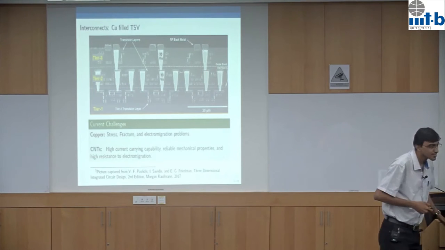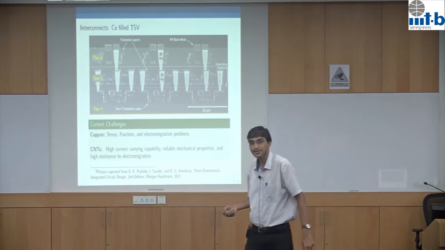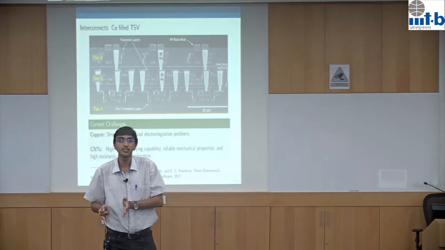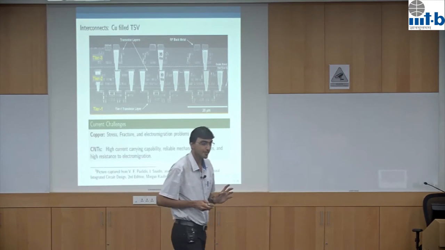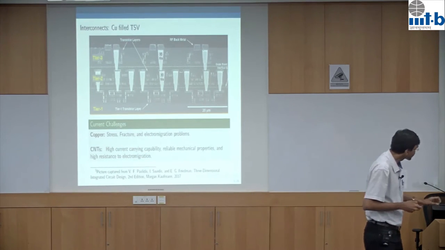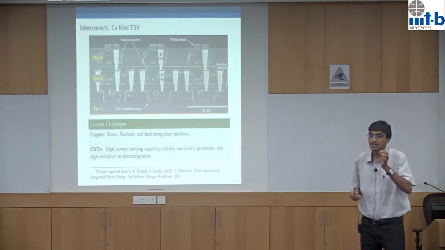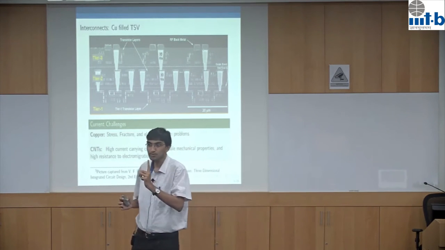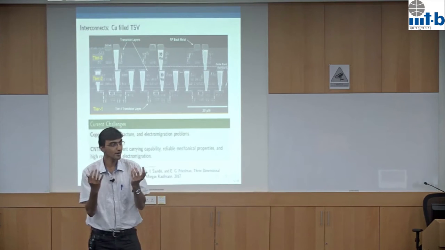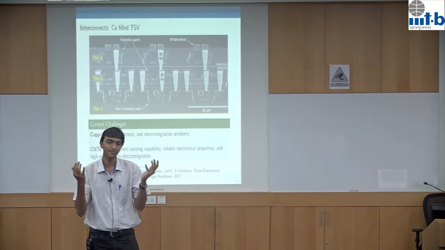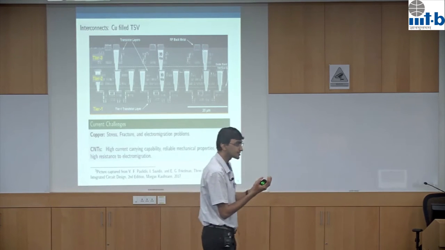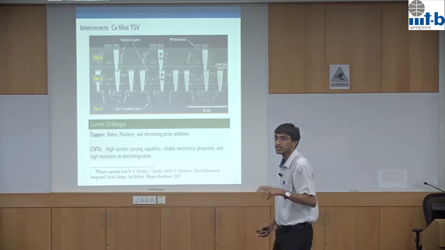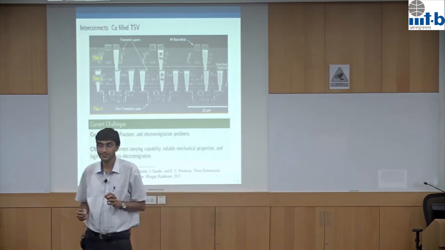So carbon nanotubes is kind of a next generation thought, whether we can actually fill up the through silicon vias with carbon nanotubes. But the problem with carbon nanotubes is, if you start depositing them, it's not a homogeneous material as such. It's a single tube. And if I want to fill up, say, 0.5 micron, or rather 1 micron radius of the through silicon via, I need to have a lot of bundles, a lot of carbon nanotubes inside those particular through silicon vias.